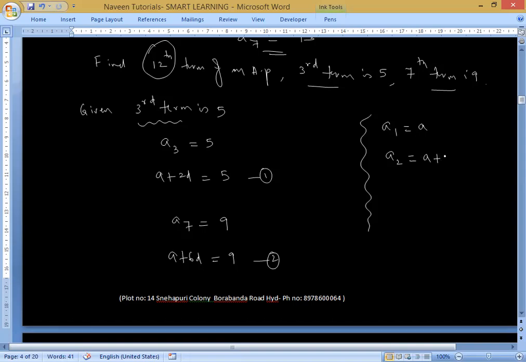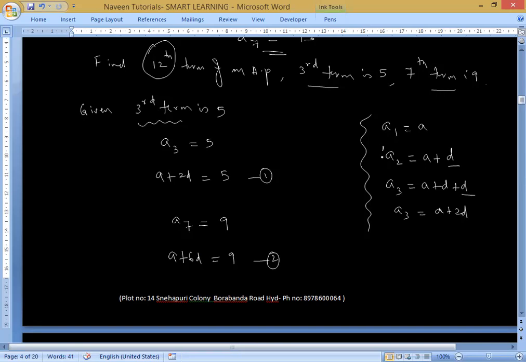For the first term, I'm adding D, the common difference. To get the second term, I'm adding the common difference to the first term. Again, for the third term, I'm adding the common difference to the previous term. So every time you are adding this D to get the next term of the series. So I'll get here A3 is equal to A plus 2D.